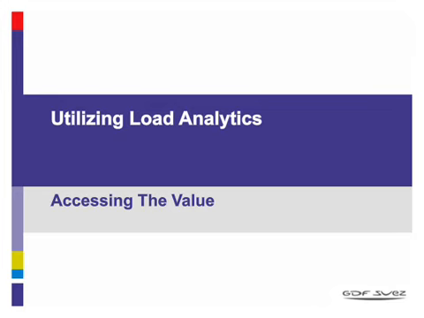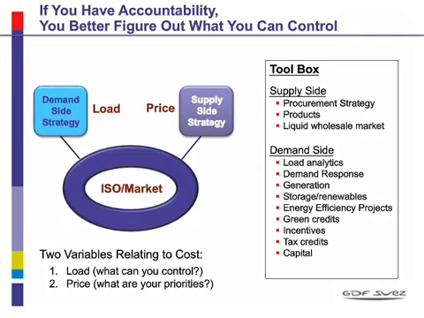Let's talk a little bit about accessing the value of load analytics, or being able to see and understand load a little bit more. So we've discussed the fact that part of the smart grid at the individual plant level is going to be creating more and more accountability between the balance of usage and price and cost. So if you're going to have accountability, you better figure out what you can control. For an end user, basically the two things that you can control are your load, how much you consume and when and how, and your price, what kind of price can you negotiate with the supplier.